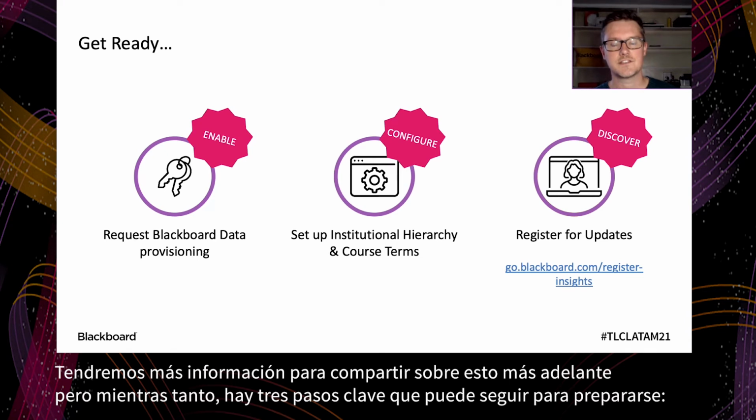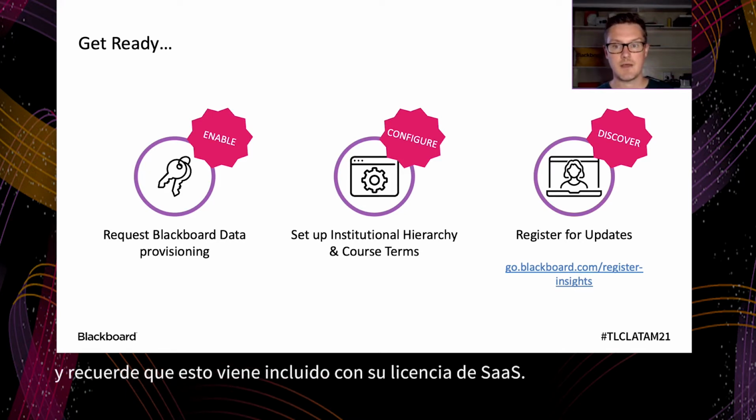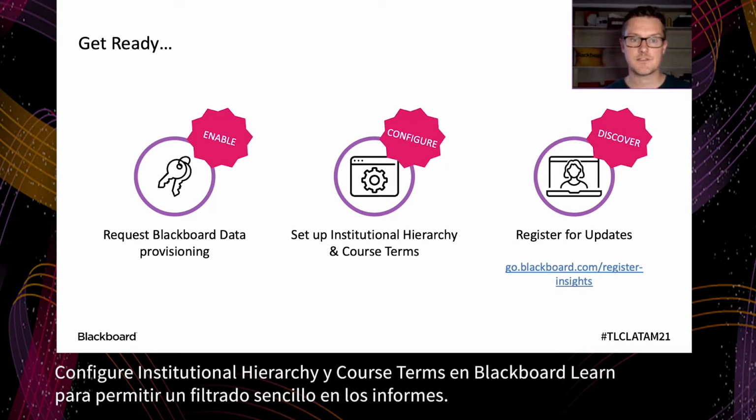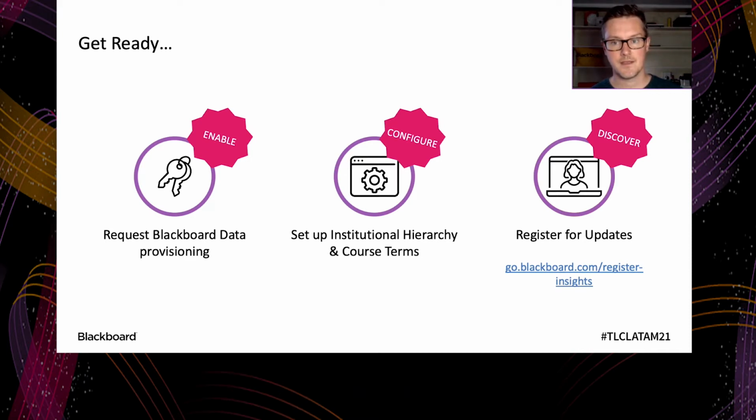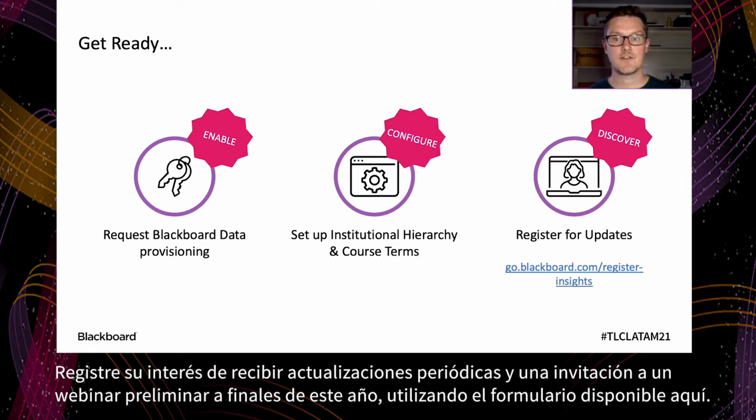We'll have more information to share on this later, but in the meantime, there are 3 key steps that you can take to prepare. First of all, enable Blackboard data. It just takes a support request via your system administrator in Behind the Blackboard. And remember, this is included within your SaaS license at no additional cost. Secondly, set up institutional hierarchy and course terms that are going to drive the filtering in the application itself. We have some recorded sessions on the community site that can help you get started with this. Finally, register your interest for regular updates and an invitation to a preview webinar later on this year using the form that you can see on this slide.